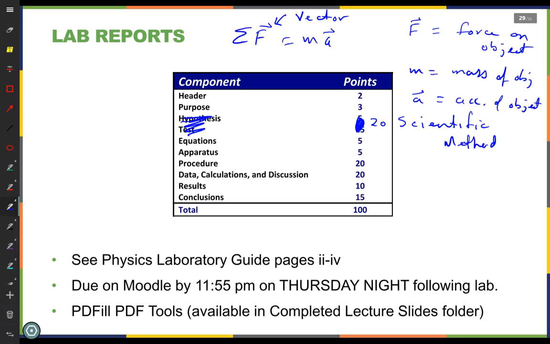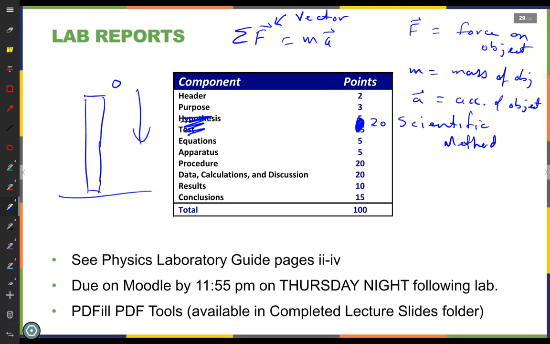Okay, so that's the equations, 5 points there. 5 points for the apparatus. Pretty much you can just look in the lab guide at the apparatus, list them out, and draw a picture. For our lab today, you know what we're doing? We're dropping a ball. What do you draw for a picture? I got a ball. Here's a meter stick. Here's the ground. That's about the best I can do, right? It's not a very sophisticated picture.